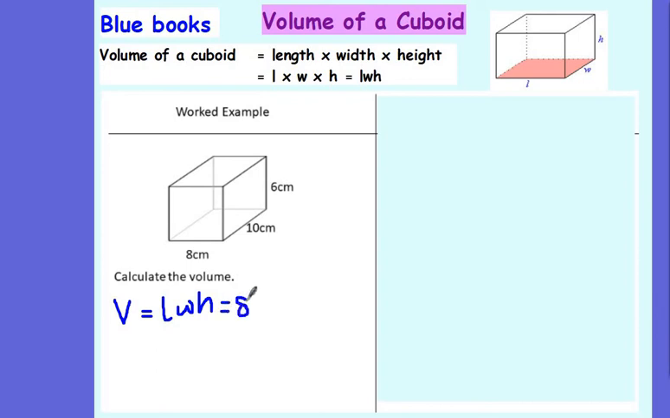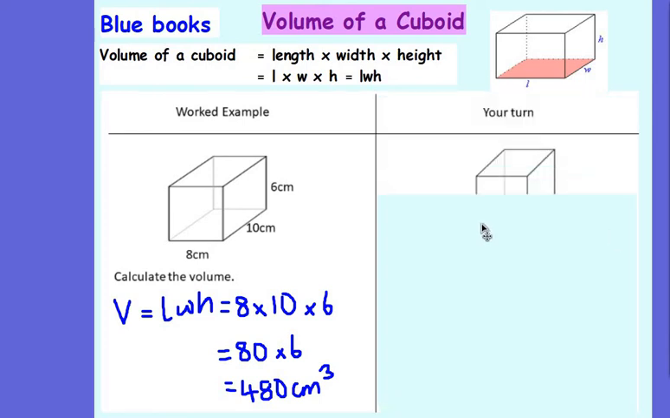which is 8 times 10 times 6. Which gives me 80 times 6, which is 480. Have I finished, Tamsin? No, why have I not finished, Tamsin? I need to put in my units, 480 centimetres cubed. Over to you, Year 8, in your dark blue books. Have a go at this example for me. Pause the video and work it out now, please.